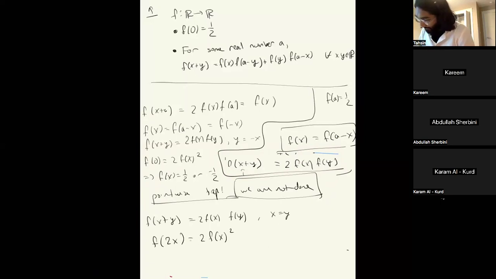Because this one, no matter what, is positive, right? So this is actually 1/2 no matter what. And so then we're done, right? Because this is true for all x.